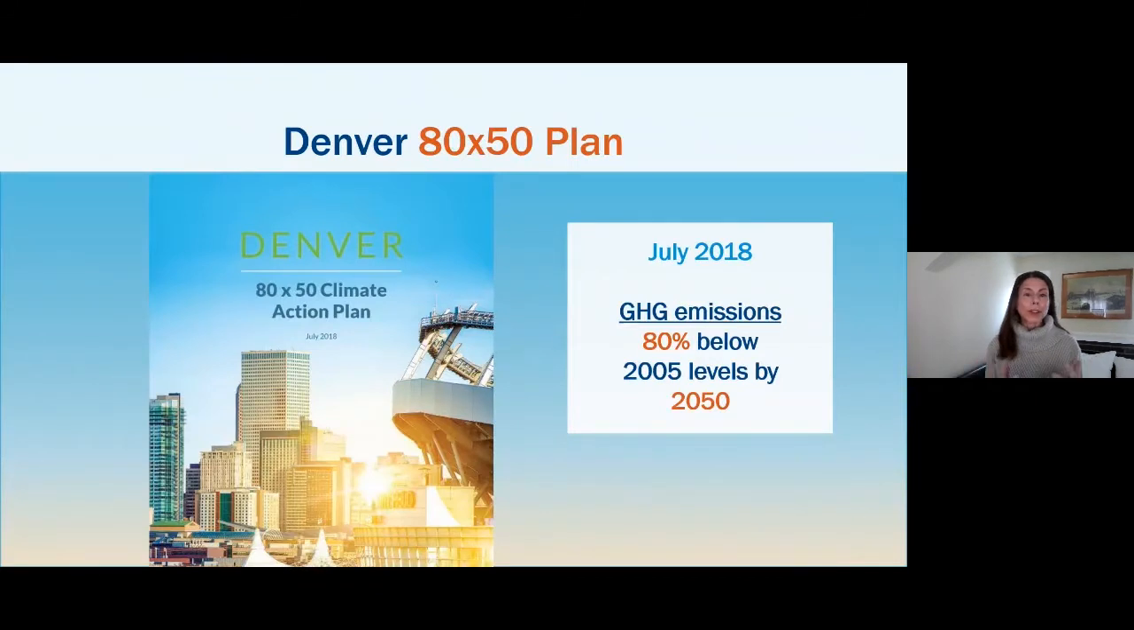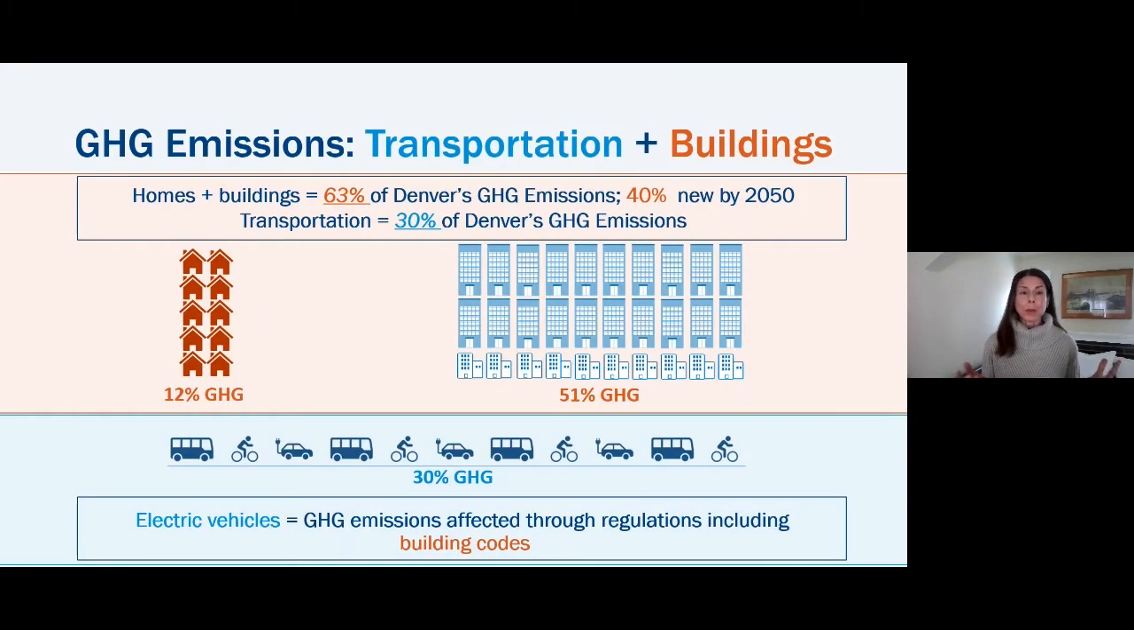So that work started with the 80 by 50 plan, published 2.5 years ago already, with a commitment for the Denver community to lower greenhouse gas emissions 80% below 2005 levels by 2050. That was a pretty high aspiration at that point in time. 63% of those greenhouse gas emissions are attributable to buildings. So we know that buildings are really important.